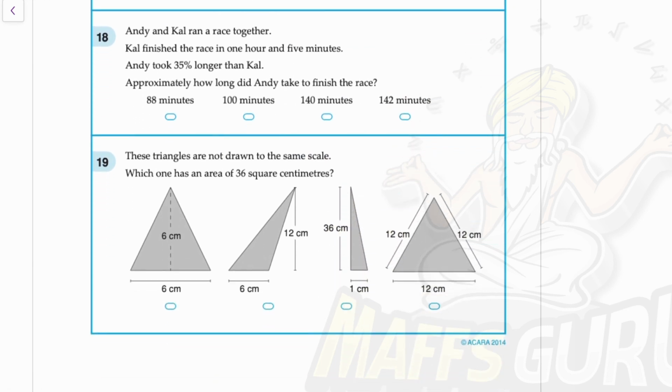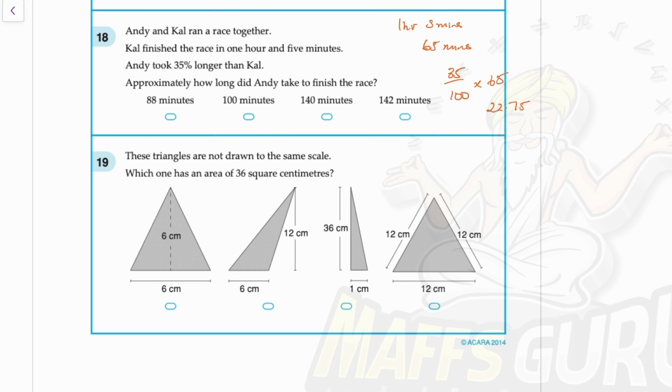Andy and Cal ran a race together. Cal finished the race in 1 hour and 5 minutes. Notice what I do, I copied this stuff down just to help me. Andy took 35% longer than Cal. Approximately how long did Andy take to finish? Well, it's 35% longer. First thing I'm going to do is turn this into minutes. So that's 65 minutes. I'm going to work out what 35% of that is by doing 35 divided by 100, times 65, which is going to give me 22.75. And that's how much longer it took.